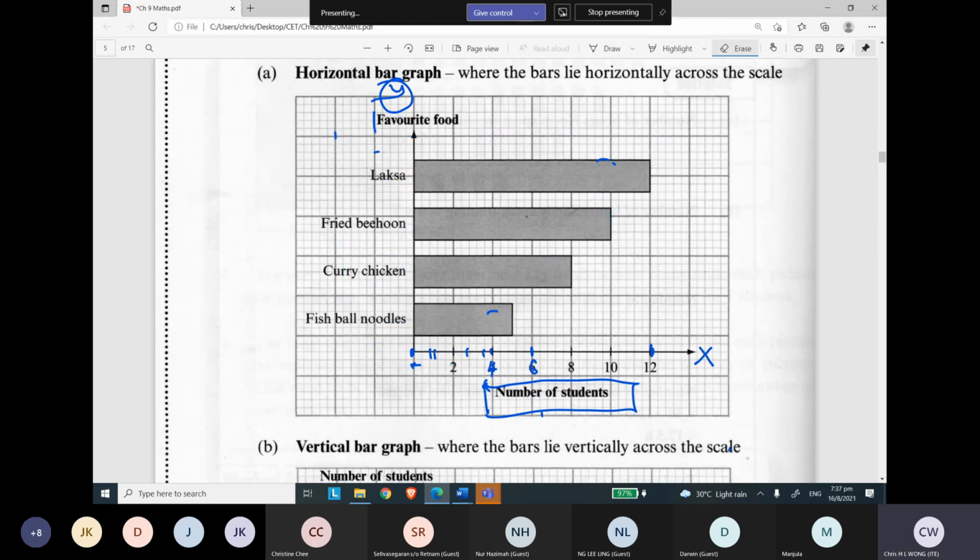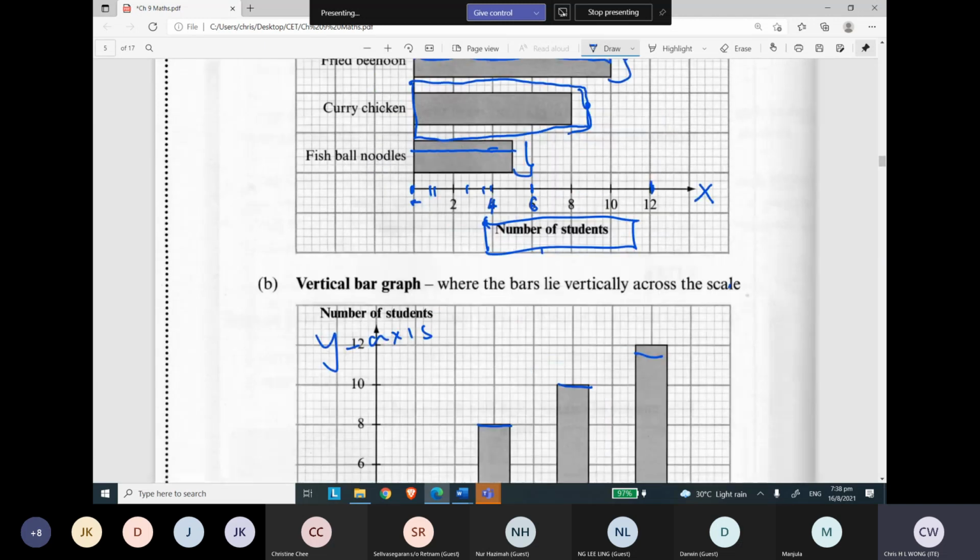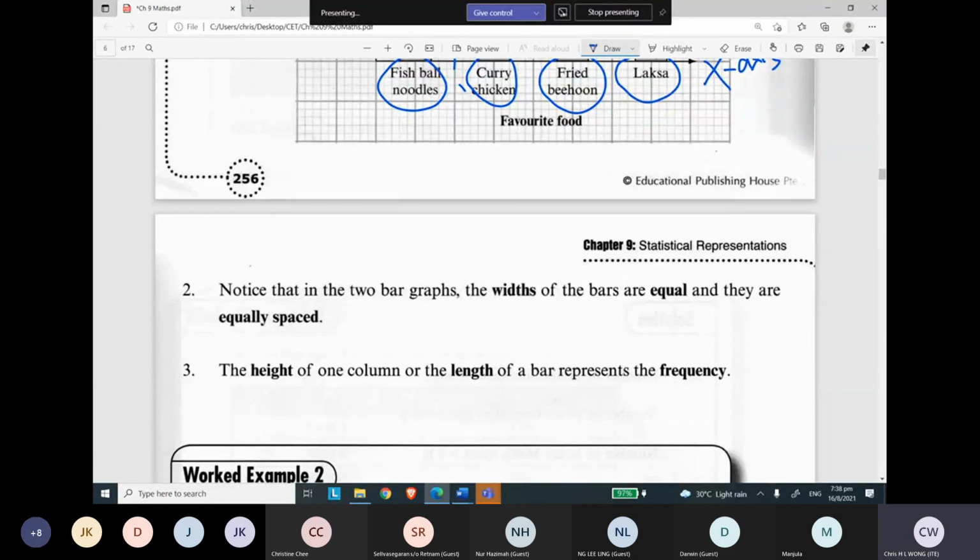For example, the laksa bar is so big, the square is like that. And then when you draw the bihun, it is so thin. And then you draw the curry chicken, which is so fat, even thicker than the laksa. And then the fishball noodle bar is one thin line. You make sure that the width is the same. Notice that the width of the bars is actually the same, equally spaced out.